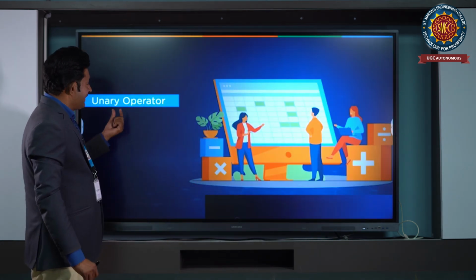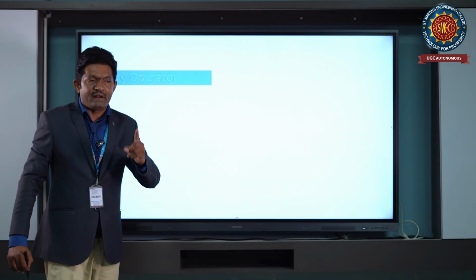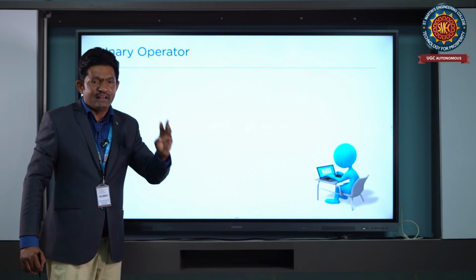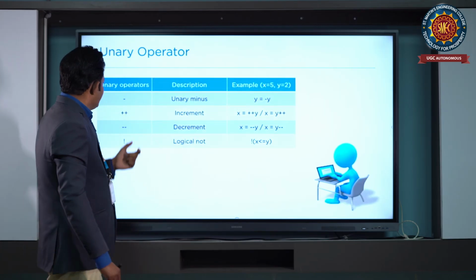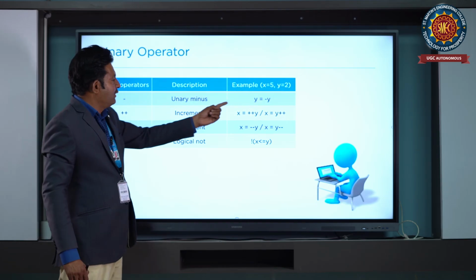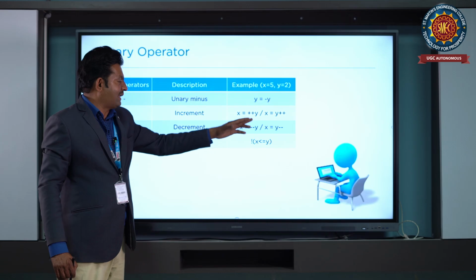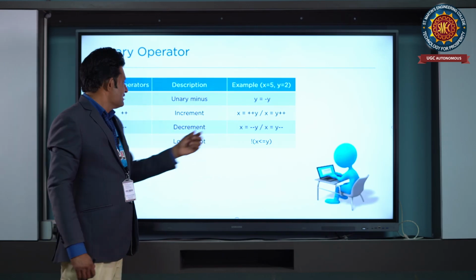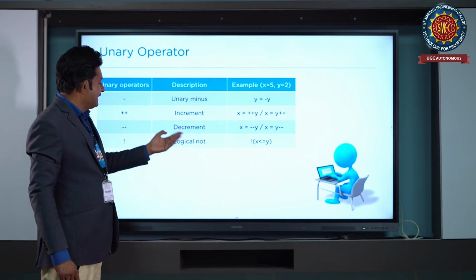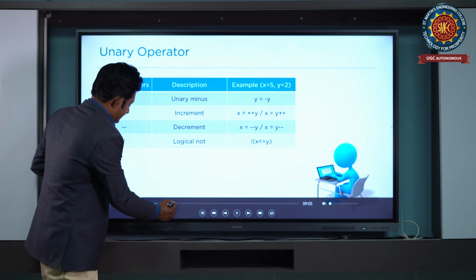First one is the unary operator. Unary means only one operand, binary means two operands, and ternary means we are using three operands. Here only one operand, for example y is equal to minus y, or x is equal to plus plus y, or x is equal to y plus plus. Pre-increment or post-increment. So unary minus, increment, decrement, and logical NOT are the unary operators.